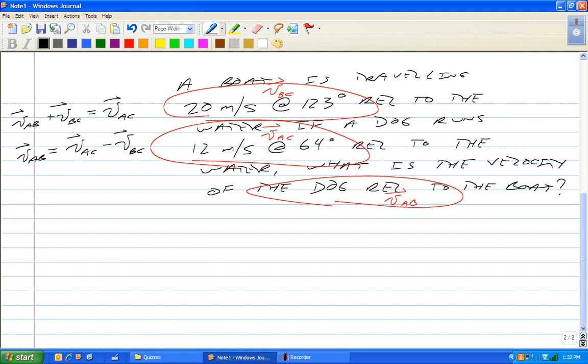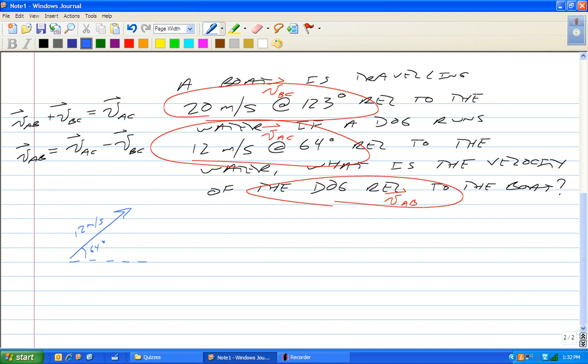So now I'm ready to start drawing these vectors. Now, as I've warned you, you don't have to draw these exactly to scale, but the closer you draw to scale, the less likely you are to make a stupid mistake. So I'm going to draw VAC first, and I get 12 meters per second at 64 degrees. Actually that's a little bit too steep. Let's bring it down a little bit. That's 12 meters per second at 64 degrees. And I'm just going to draw the horizontal so I see what the reference is.